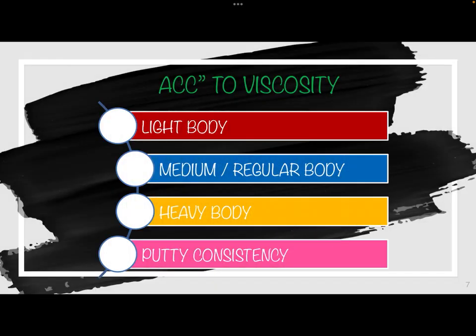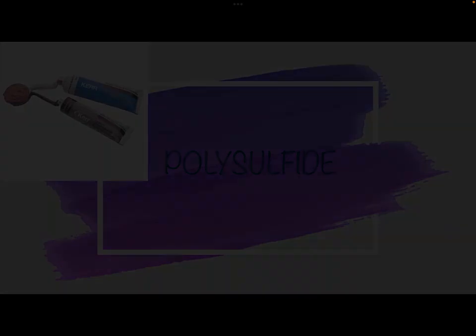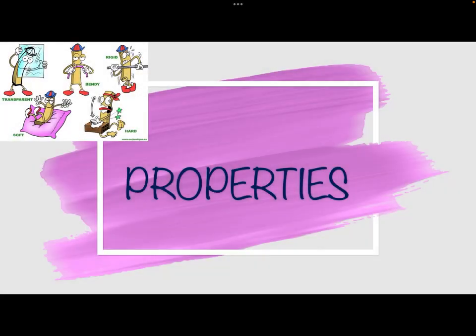According to the viscosity, they are classified as light body, medium or regular bodied, and heavy body or putty consistency. Going into detail about the first one, polysulfides. Polysulfide was the first rubber impression material. The main component is a multifunctional mercaptan, SH, or a polysulfide polymer. It is classified as light, regular, or heavy bodied depending upon viscosity, and they flow under the load that we give for impression making.